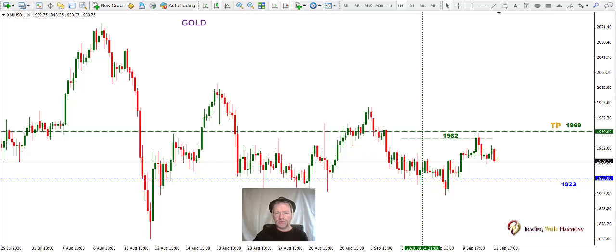So for this week coming then, what I'm looking for is for price to continue down south and to hold at this level again, and then for price to continue back up north and hit our TP level, being the 1969 in gold.